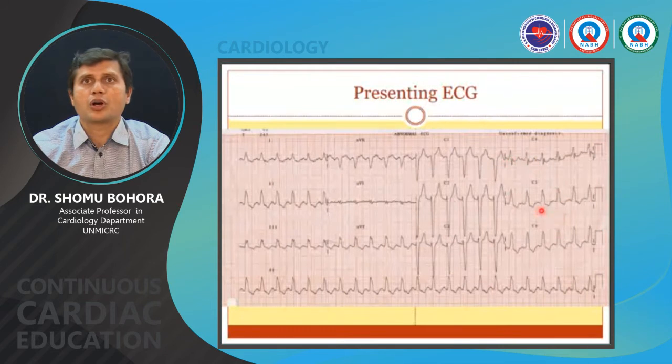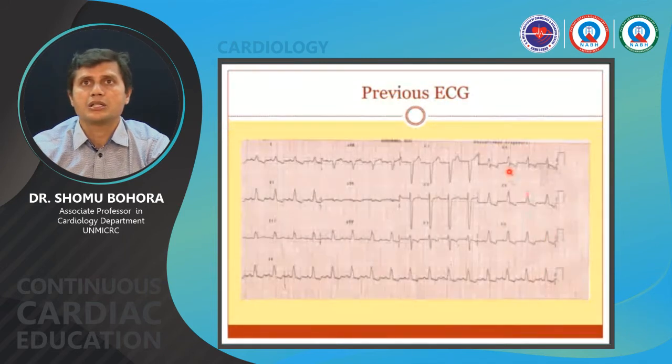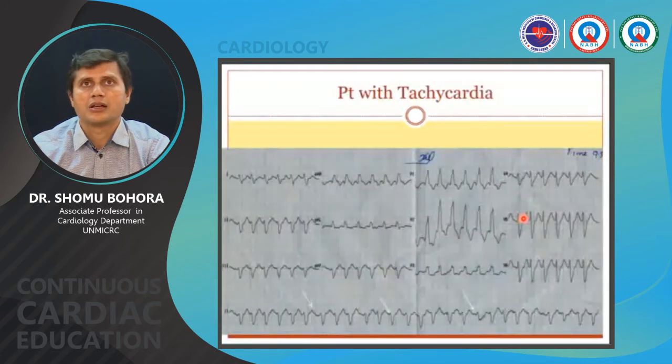So if you have a broad complex tachycardia and you are thinking whether this is a VT versus SVT or a sinus tachycardia, a prior ECG would help, showing similar morphologies and therefore suggesting that this is likely to be sinus tachycardia or SVT with aberrancy.